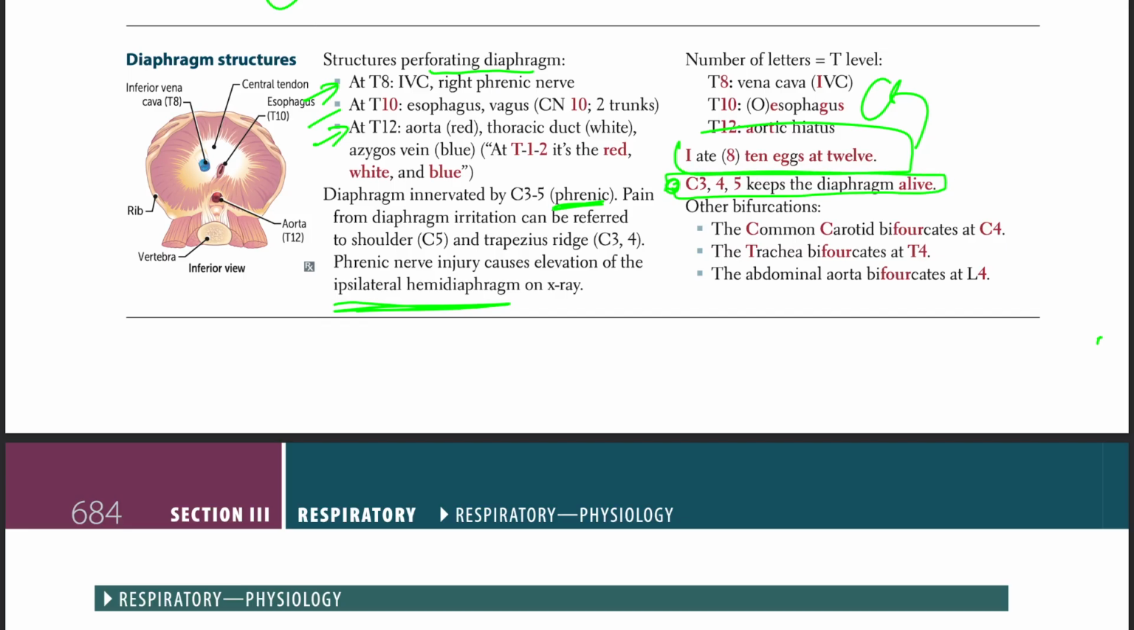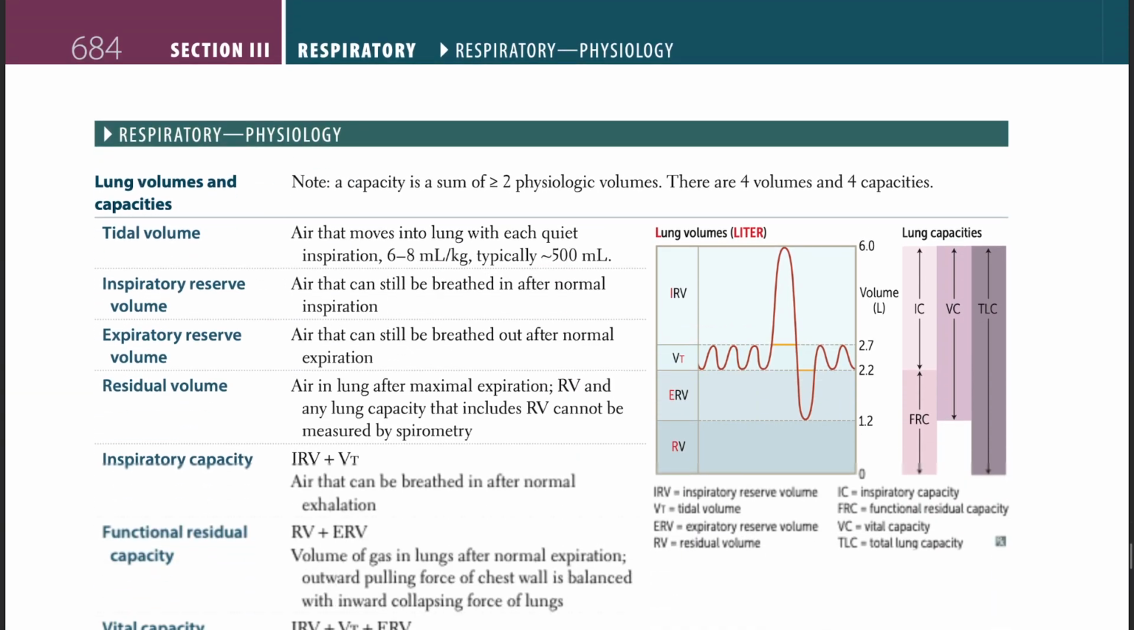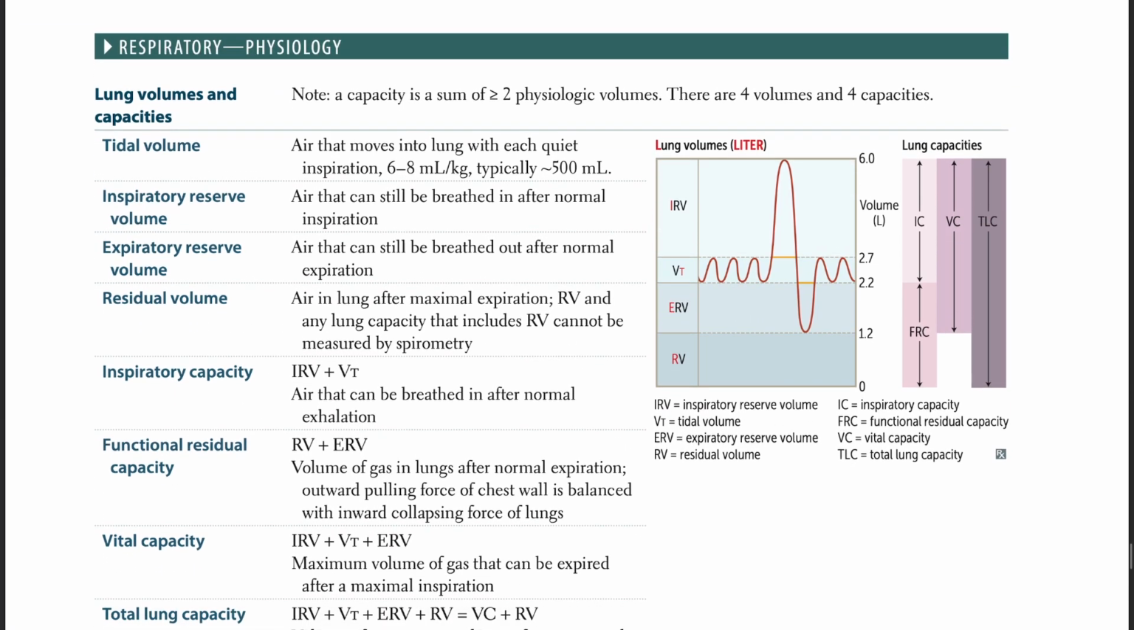Other bifurcations: the common carotid bifurcates at C4, the trachea bifurcates at T4, and the abdominal aorta bifurcates at L4. So C4 common carotid, T4 trachea, L4 abdominal aorta, and I think it's also in GI, so you'll see that over there as well. Okay, moving on with respiratory physiology.